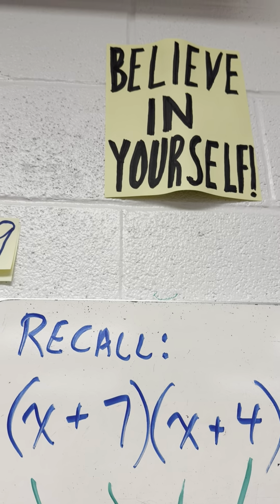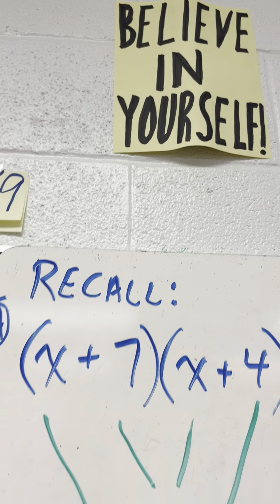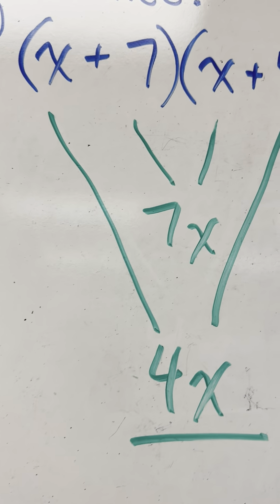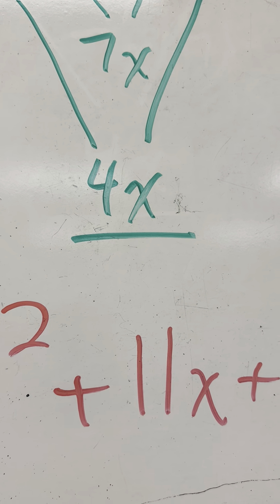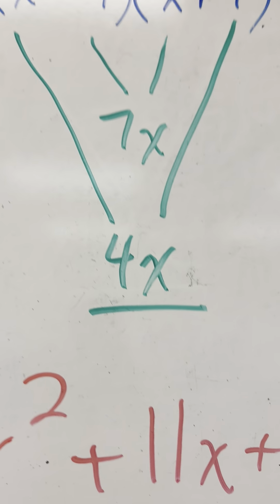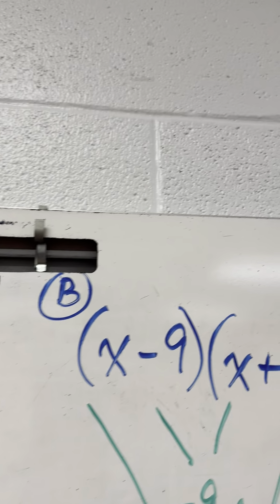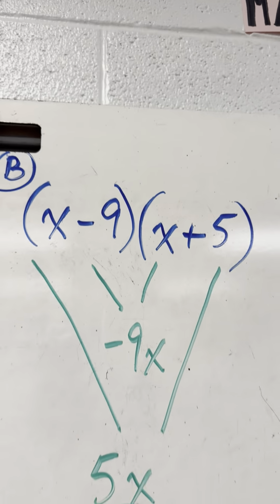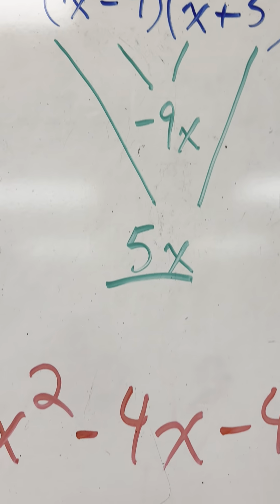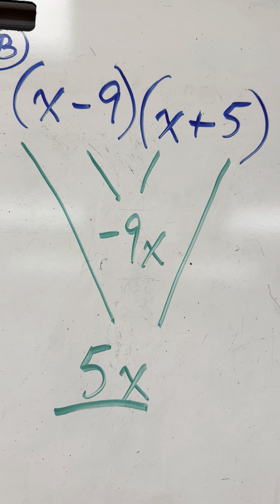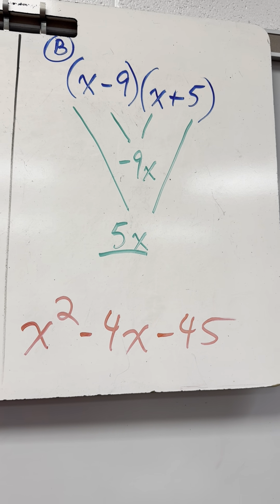Recall that x plus 7 times x plus 4, first, outer, inner, last. X squared. Outer is 4x, inner is 7x. Add them together to get 11x plus 28, right? X squared plus 11x plus 28. X minus 9, x plus 5 gives you x squared plus 5x minus 9x is minus 4x. And negative 9 times positive 5 is negative 45. X squared minus 4x minus 45.